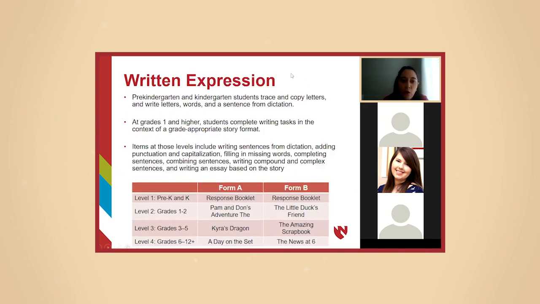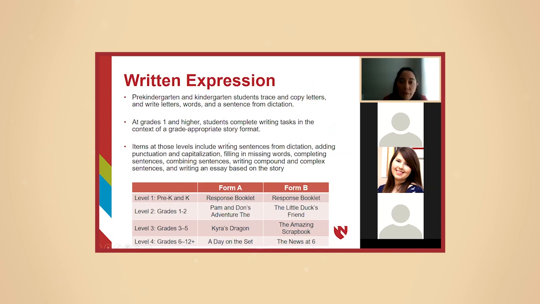Okay, so for writing, it's from pre-kindergarten to kindergarten level. Also if we look at the bottom, we have Form A and Form B, and they're going to be different booklets depending on the level. So level 1 is pre-K and K, so kindergarten. Level 2 is grades 1 and 2. Level 3 is third grade to fifth grade. And level 4 is more for 6th to 12th grade plus.